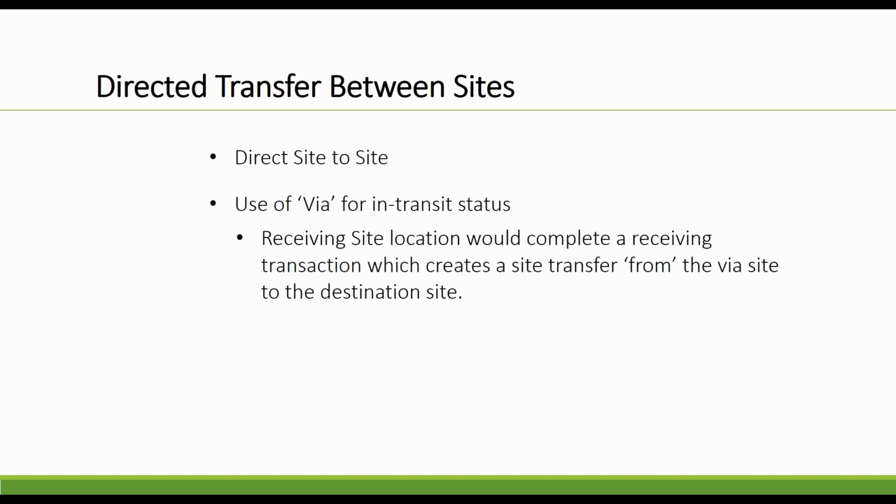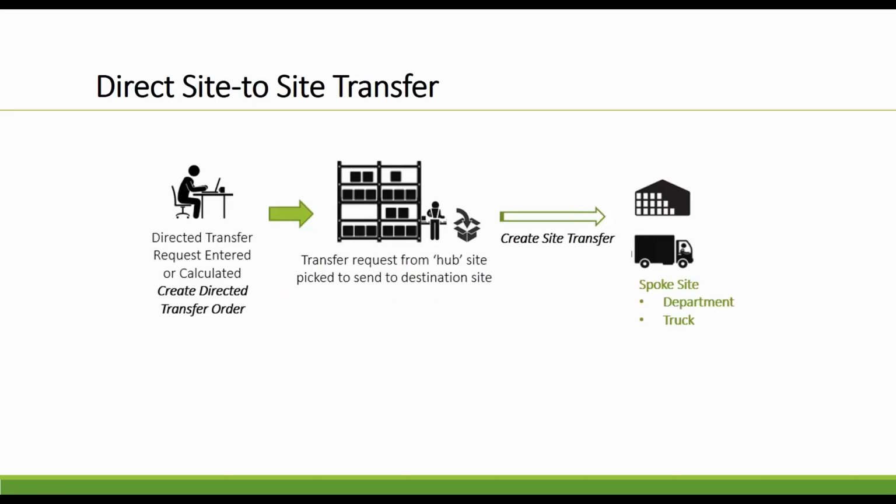As I mentioned, we offer this direct between sites, direct between bins. We use that via for an in-transit status. You can see here the receiving site location. So when we pick it from the warehouse, we would move it to truck 1. When truck 1 arrives at the warehouse across the state, then there would be a receiving transaction to move it from the truck into the new warehouse. All of that's available right there on the Panatrack scanner.